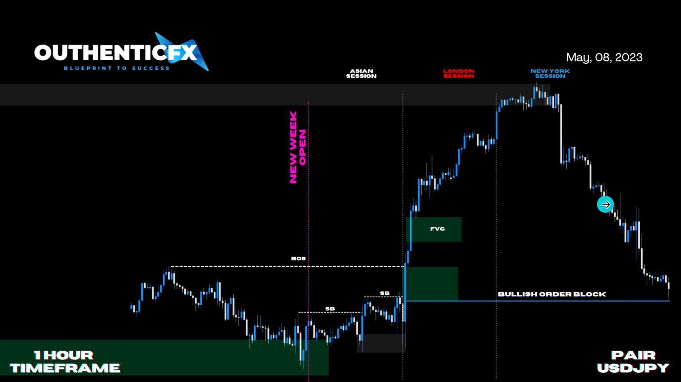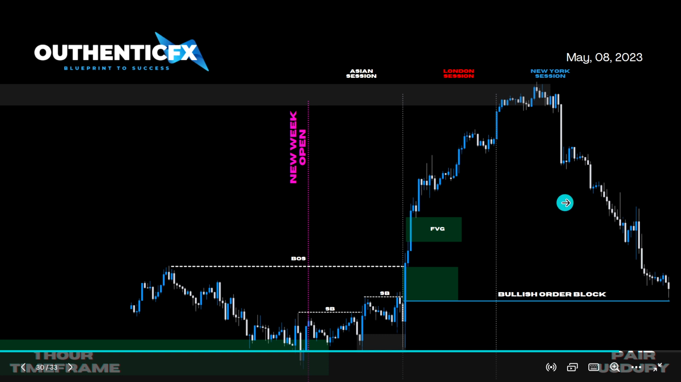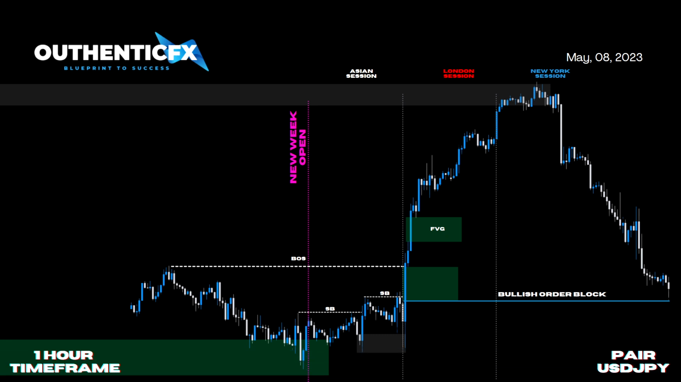From entering into the zone, notice this displacement. And where do we target? Our TP1 will be at these sell stops. TP2 will be at our fair value gap, which will be here. And notice how price gravitates all the way down to this bullish order block, right? This is golden, guys. With this strategy, this is literally all you need.